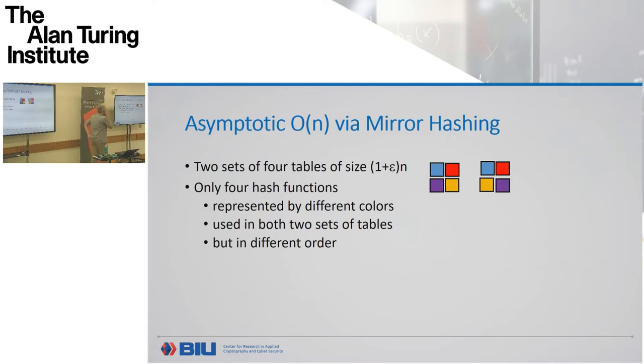So this is what we've done. So I'll start with the asymptotic construction, and we use something which we call mirror hashing. So we have four tables, each one of size a bit more than n. And we actually have two sets of four tables, four here and four here. And we have only four hash functions. A color here is a hash function. So we have the blue, red, purple, and yellow hash functions. And you see that they are reused between the tables, okay? So we use the same set of hash functions, both in the left set and the right set, but in different order.